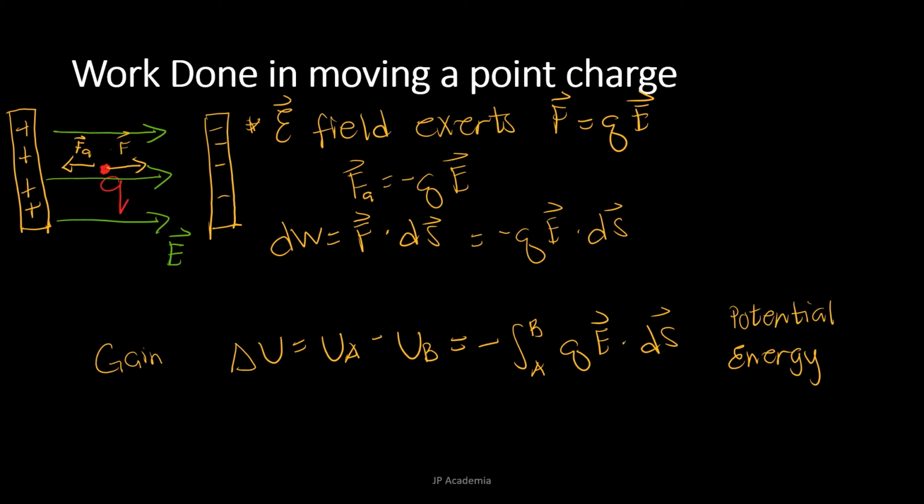The work done is just the gain in potential energy when the charge is displaced from point A to point B, and we have this expression for our potential energy. So we have delta U, or the gain in the potential energy, is equal to UA minus UB, or this is equal to this integral.